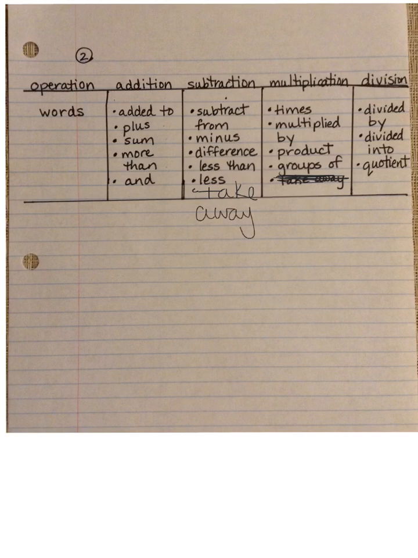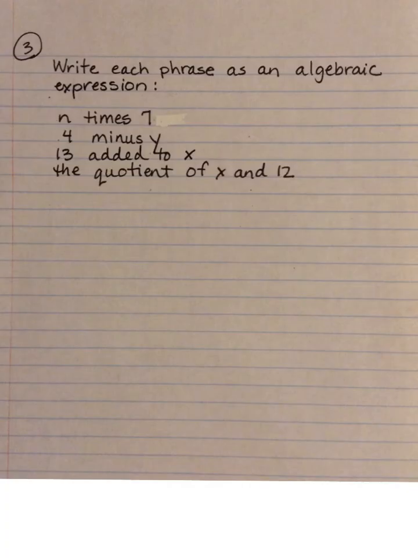So multiplication would be times, multiplied by, product, groups of. And then for division, divided by, divided into, and quotient. So those are just words that clue you into what kind of operation you'll be using in the problems.